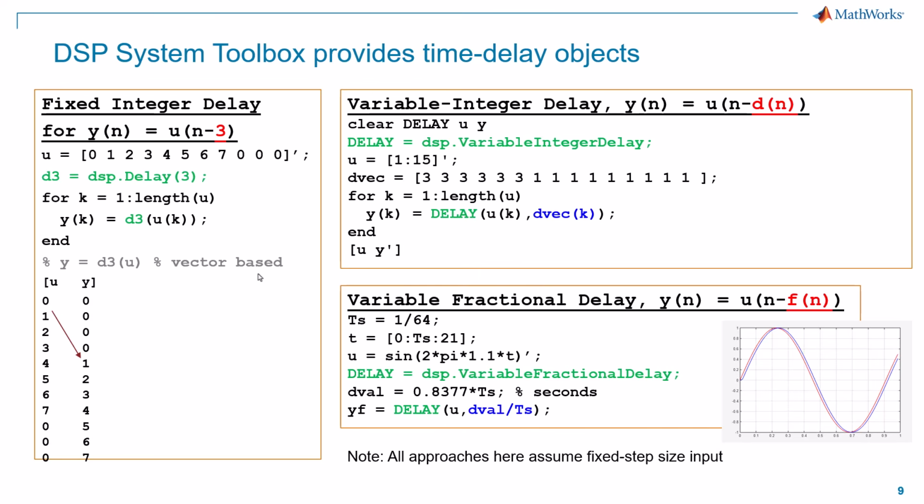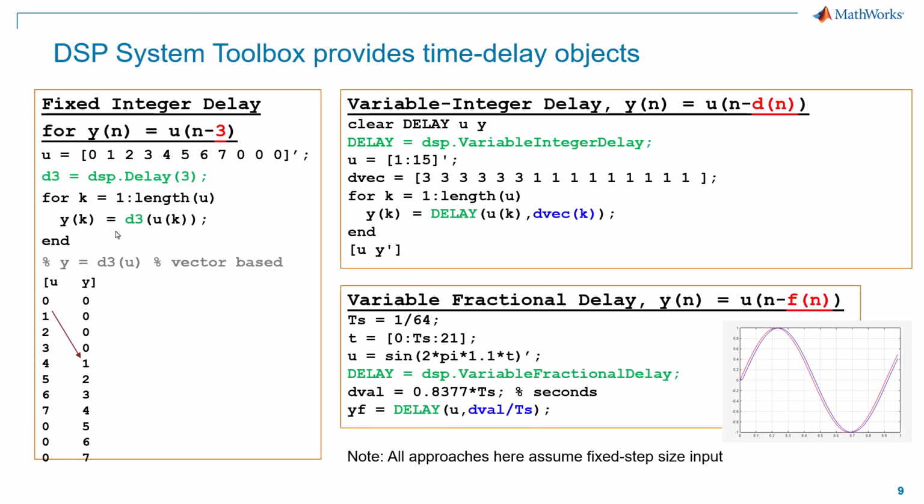Now, no discussion of this topic would be complete without mentioning that DSP System Toolbox does provide time delay objects. Really, it's not quite accurate to call them time delay objects, because they're really sample delay objects. There's no concept of time here, but you can implement y(n) equals u(n minus 3) pretty easily. You just create a system object, dsp.Delay of 3. I'm calling that D3. And now I can apply D3 to my input signal to form my output signal.